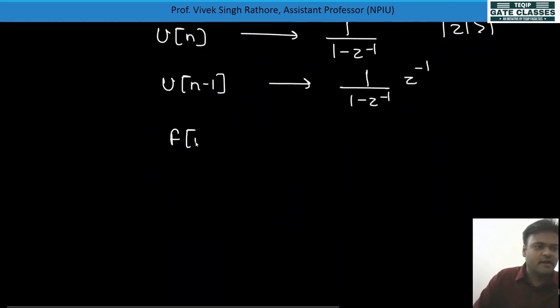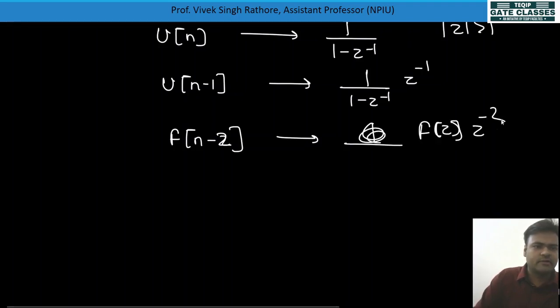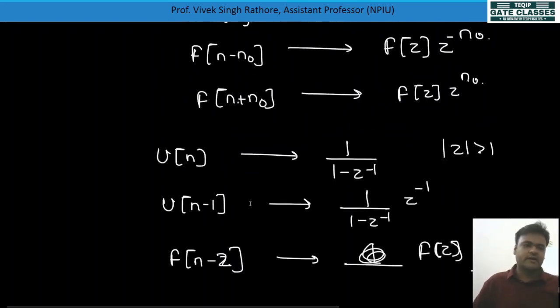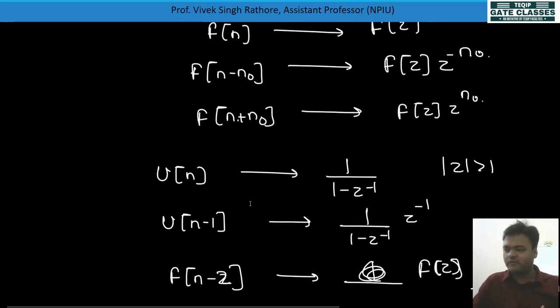If f of n minus 2 is there, its z transform will be F of z and z to the power minus 2 will be there. So like this the time shifting property works, and this property will be helpful when we see transfer functions also.